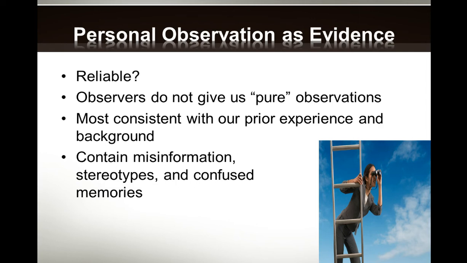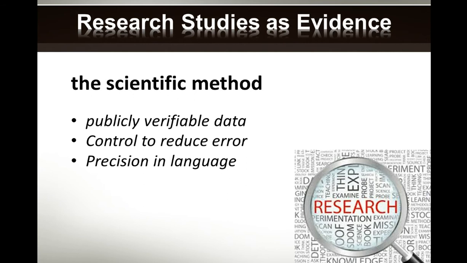They're most consistent with our prior experience and background, and a lot of times they contain misinformation, stereotypes, and confused memories. There may be other things going on that pull our attention away from what we were supposed to be observing. We carry with us many preconceived stereotypes on many different things, and those often play into what we see. Our brain takes what we see and meshes it with what we already quote-unquote know. And sometimes, especially if we're relying on memories, the memories get confused and are not necessarily fresh and pure.